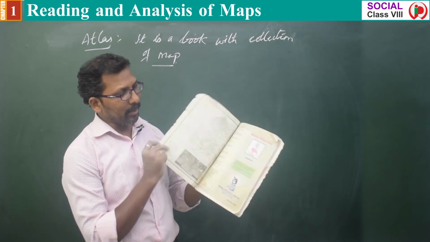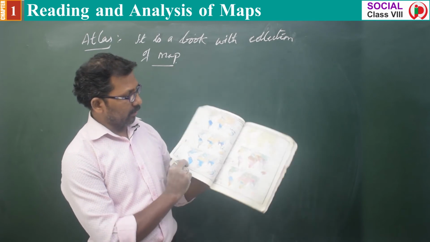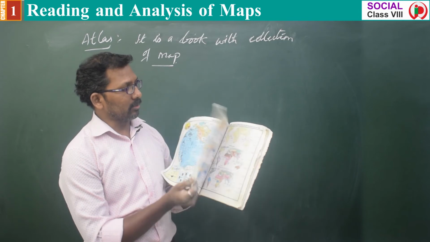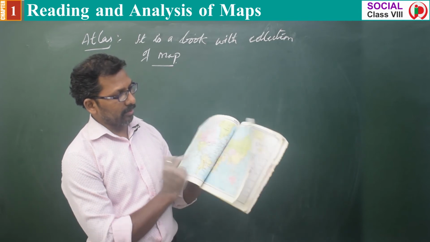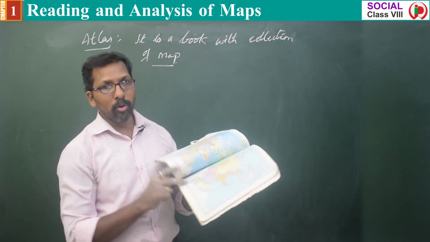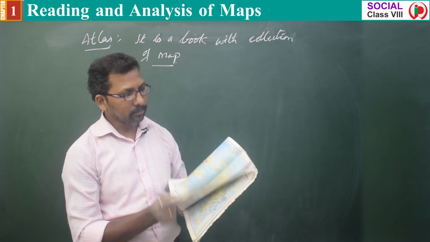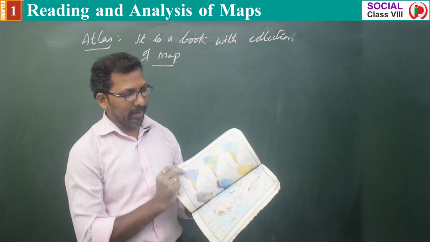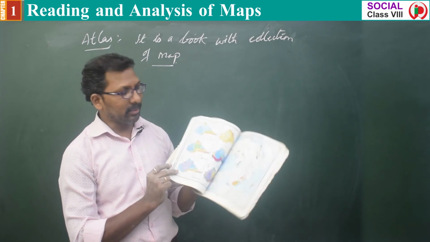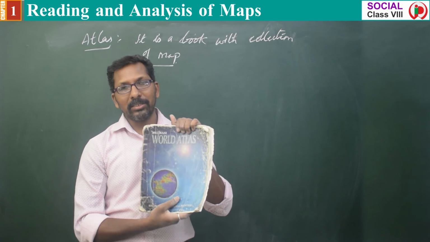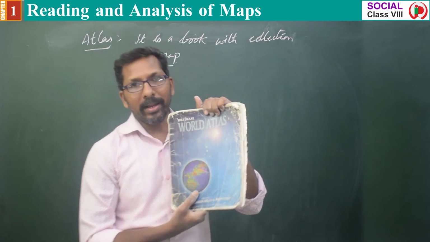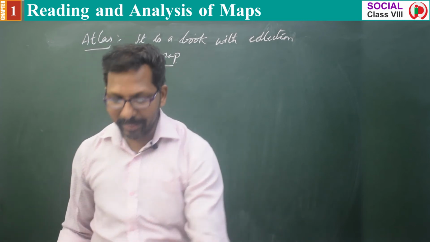There are many particular maps present here. You can see here the mineral products, climatic regions maps, world maps. Then we have the Europe map, then North America, South America, and the Africa map. So many particular maps are present in this book. So an atlas is a book or a collection of maps.